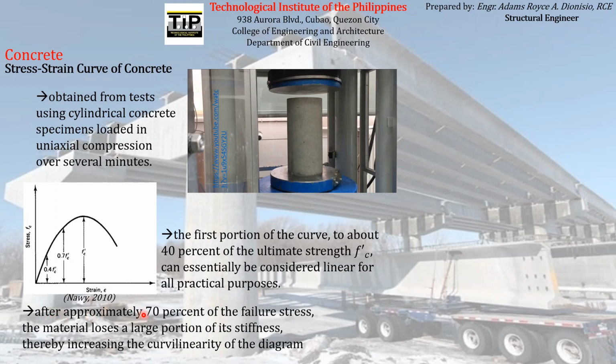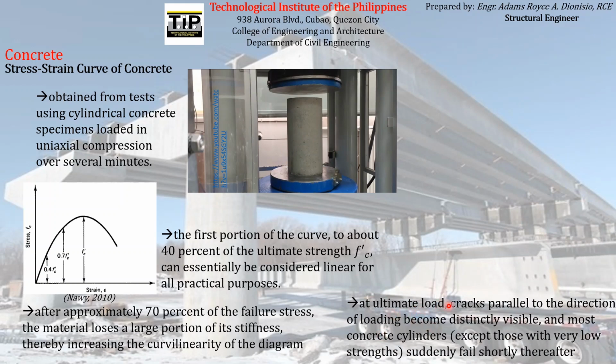After approximately 70% of the failure stress, the material loses a large portion of its stiffness, thereby increasing the curvilinearity of the diagram. So after the stress on the concrete cylinder passes 0.4 f'c, the curve tends to become curvilinear, as shown here. The curvilinearity increases after the stress passes 0.4 f'c up to a certain point here, which is about 70% of the specified compressive strength of the concrete.